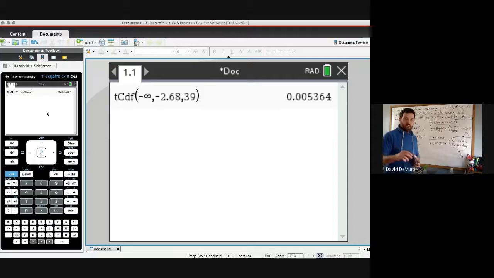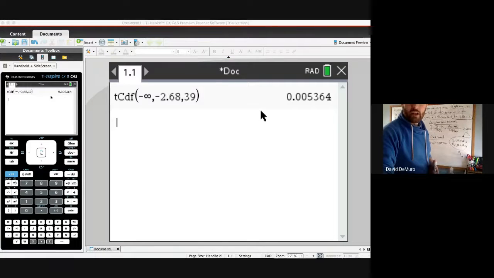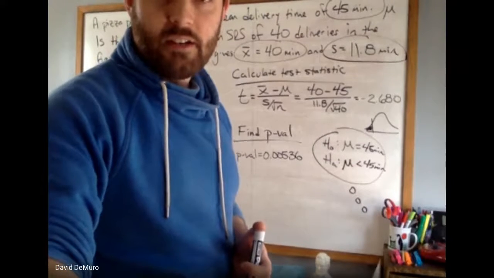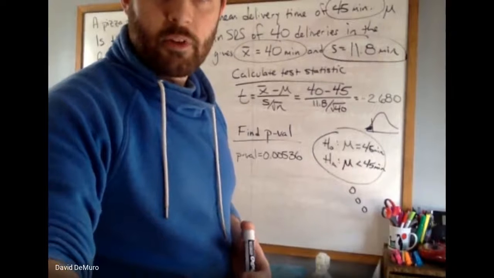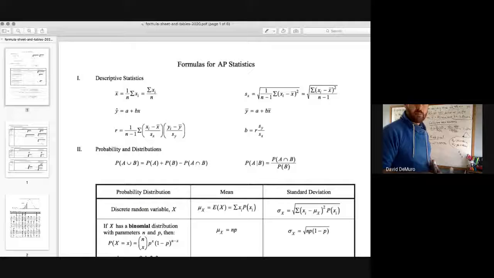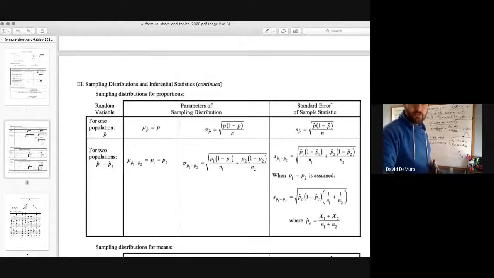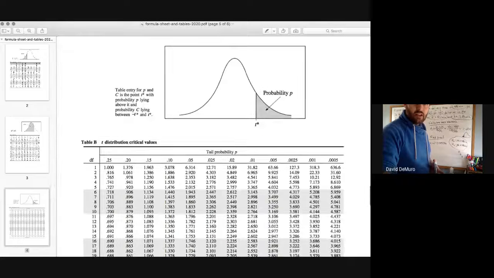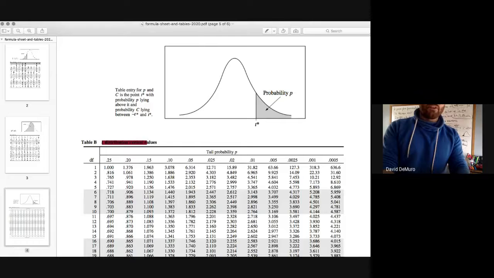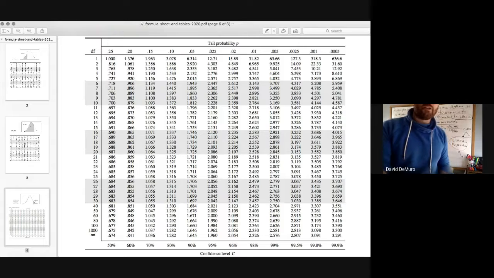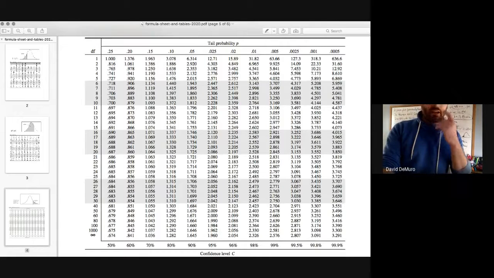Now, if you don't have an Inspire and need to use the table that you're provided, let me show you how to look that up. So on the AP exam, you're going to need to download this formula sheet, which has all your formulas and some different tables that you'll need. So if you scroll down to table B, and it says right here, table B is the T distribution critical values. So you're looking for this table. On the left side, you're going to find your degrees of freedom, which would, in this case, be 39.